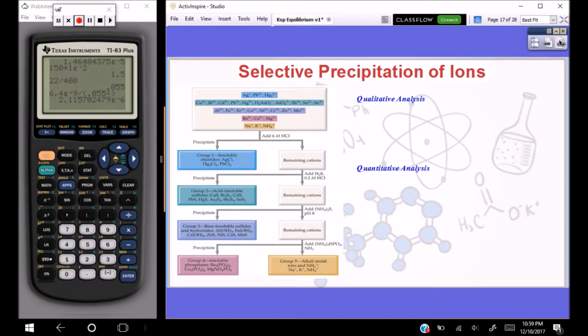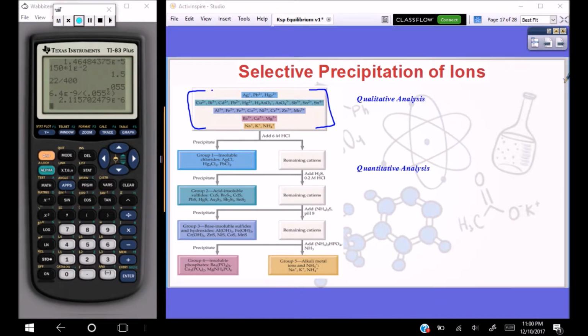So in this particular chart, they know that based on the solubility rules, there are all of these ions in a solution, and they have a few of them that will not stay soluble in the presence of chlorine. So you've got silver, mercury, and lead. Those are the three insoluble chlorides.